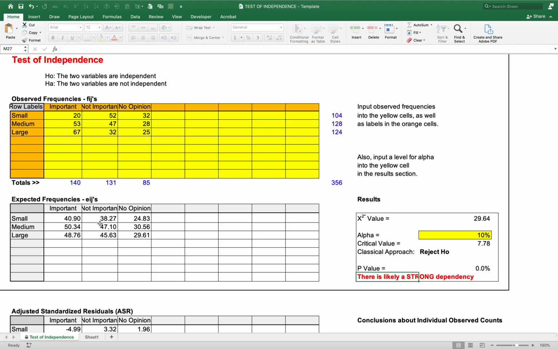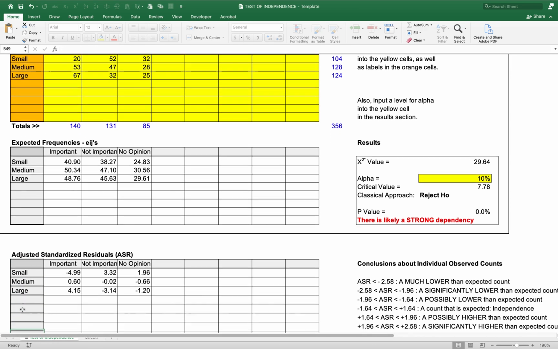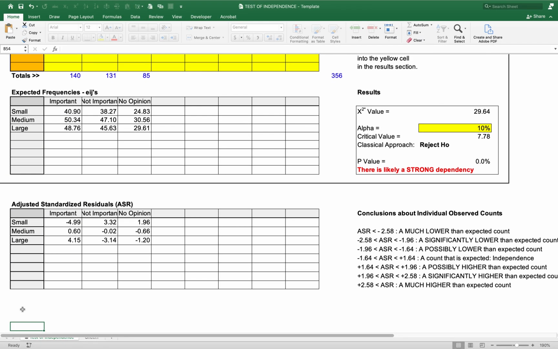So is there a better way? And so what I've done here is I've added this thing, which you're not going to have to do by hand, but it actually shows you the differences here between each pairing and whether they're significantly important or not. So it's looking at each Fij and its corresponding Eij, and it actually comes up with an adjusted standardized residual. Now, you don't have to know what that's about here, except that it's actually based on z-scores.